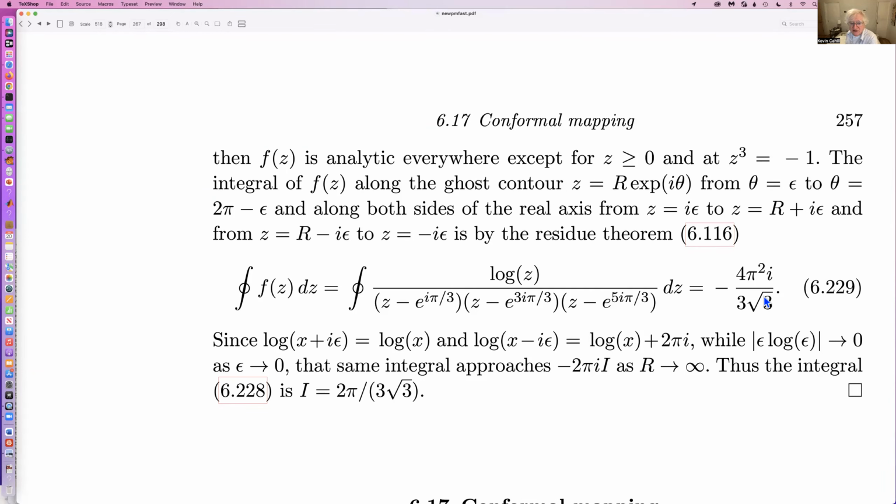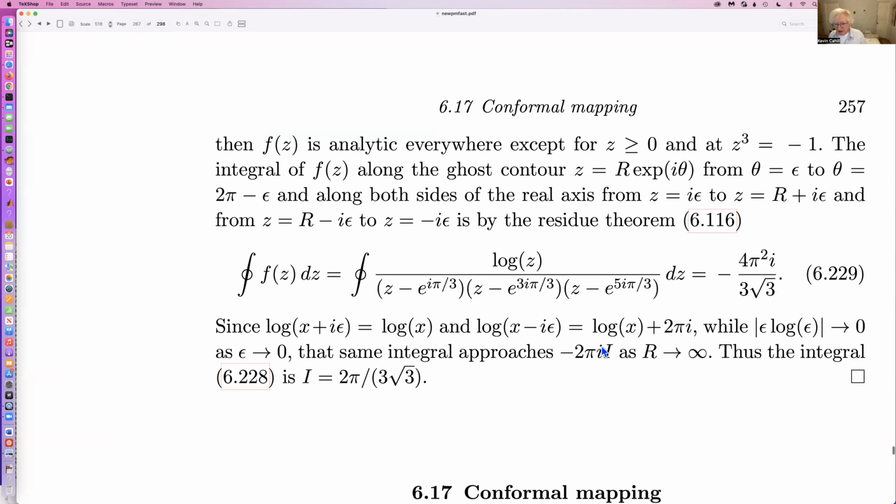And on the other hand, as we let epsilon go to 0, log of x plus i epsilon is log of x, but log of x minus i epsilon is log of x plus 2 pi i. Here we put the cut on the positive real axis. And on the other hand, epsilon log epsilon goes to 0 as epsilon goes to 0. So the integral approaches minus 2 pi i times capital I as R goes to infinity.